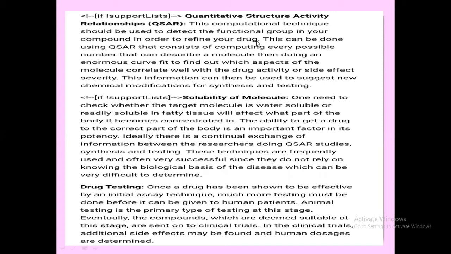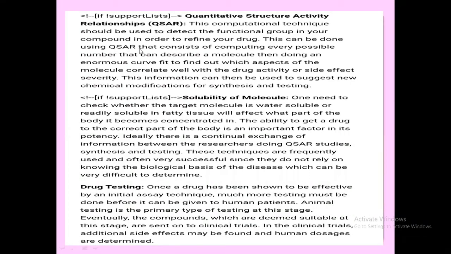So your lead compound is there, and it may be a small compound or a big molecule, but in that molecule, not all portions of the drug molecule are going to act as the drug. Only one particular portion. That portion has to be identified. It has to be detected. That is the functional group of that lead compound. If you identify that functional group, you have to refine it so that it will become a good drug. This can be done using this method, that is quantitative structure activity relationship identification, QSAR.